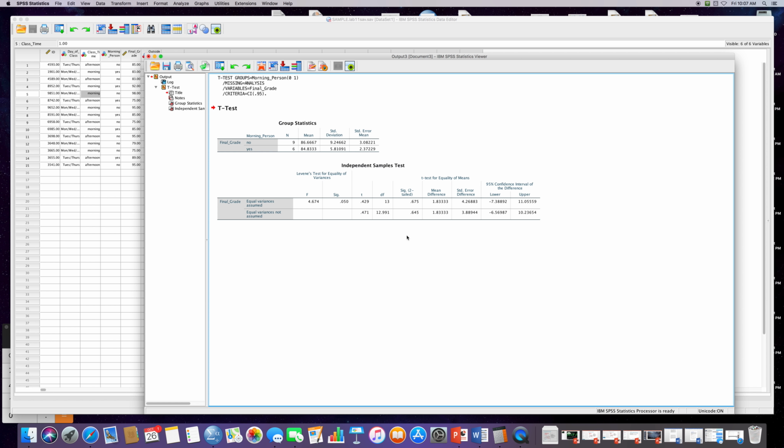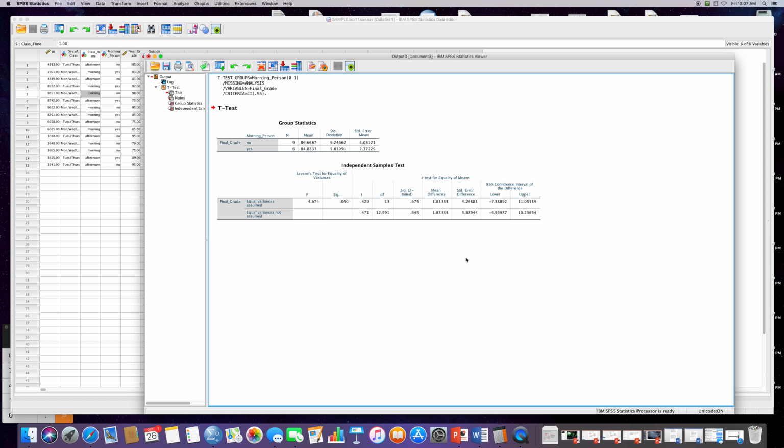their overall final grade. But you can see that we have 9 students that said no, they weren't a morning person. They have an average score of 86, and 6 that said yes, they were a morning person, and they had an average score of 84. There is a difference, but not a statistically significant difference.